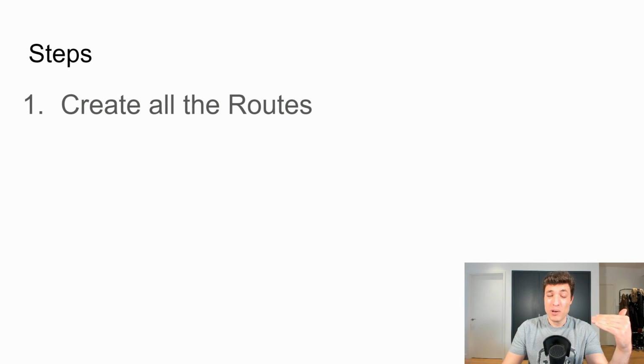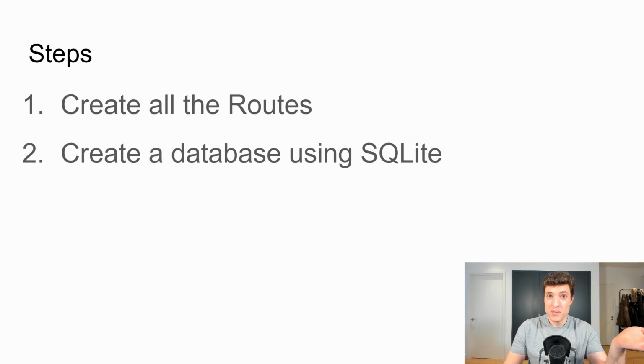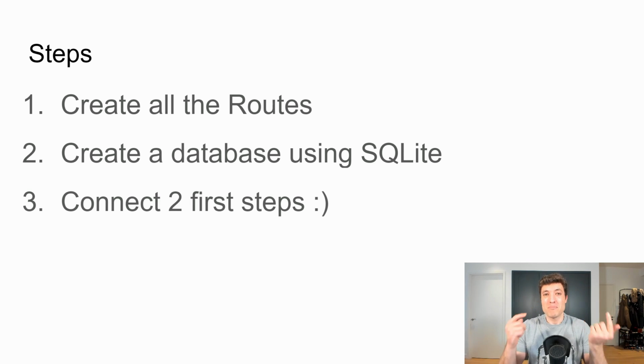Then how are we going to achieve this? Well, initially, we will create all the endpoints, so all the API routes will be created initially. Secondly, we will create a database using SQLite. And the last point is to make those two work together, our routes and our SQLite.